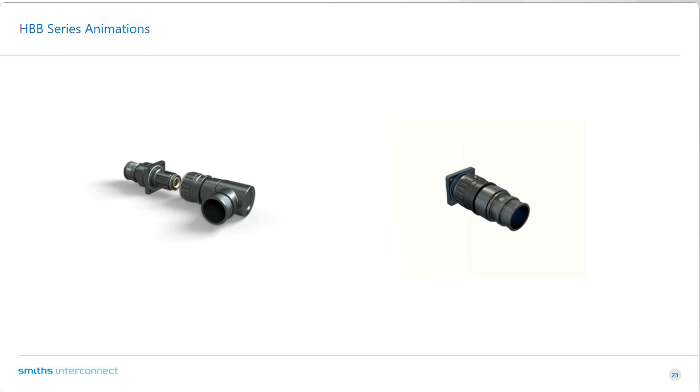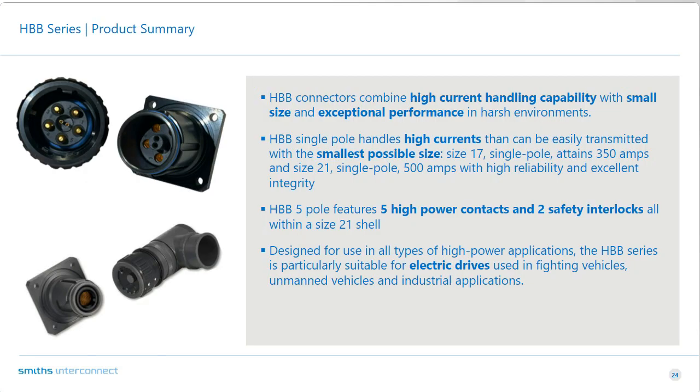But here's a bit of a product summary. The HBB handles high current in small size with exceptional performance in harsh environments. The single pole comes in a size 17 350 amp version and a size 21 500 amp version. The 5-pole has 5 60 amp power contacts and the 2 safety interlocks, all within the same size 21 shell as the 500 amp single pole version. They were designed for a wide range of high power applications, but they're particularly suitable for electric drives in fighting vehicles, unmanned vehicles, and a whole host of industrial applications as well.